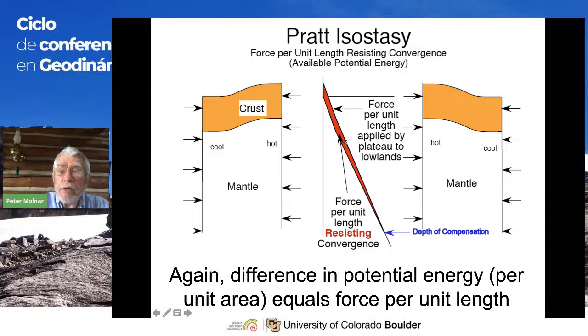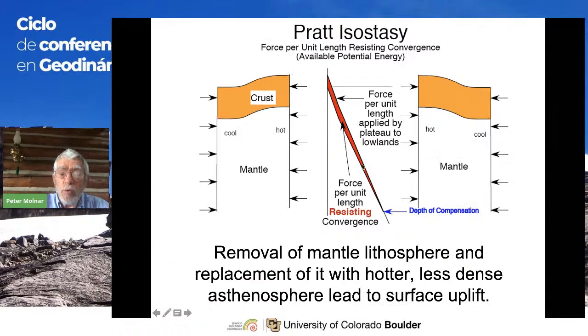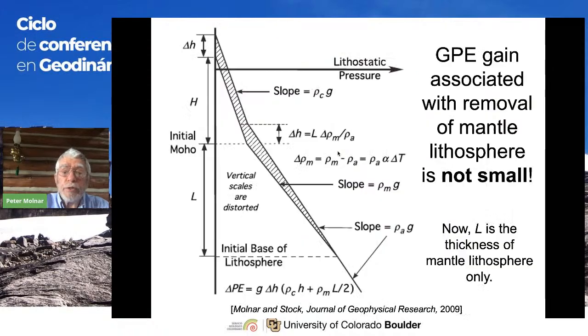But what I want to consider is what happens if you remove mantle lithosphere. So if you start with it being cold, but remove some of that mantle lithosphere and replace it with hot material, what's the difference? What do you get? The surface will go up because you've replaced cold material with hot material, but what's the change in potential energy per unit area or in the force per unit length? And so let's just take a simple difference between them.